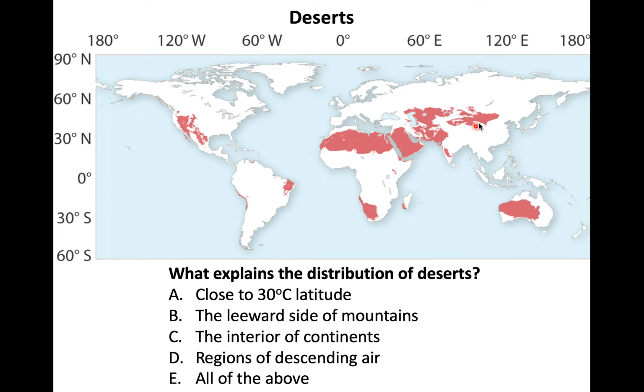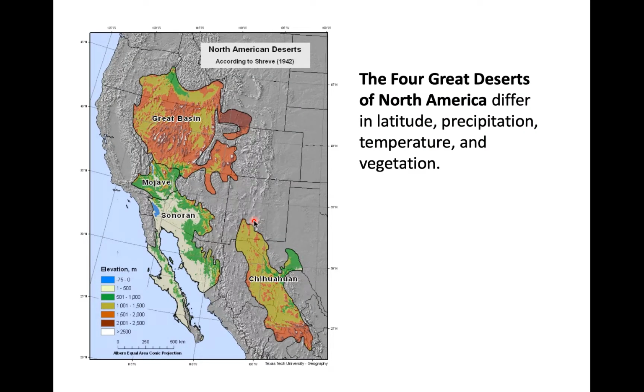You see some deserts on the east side of the Himalayas here. You do get deserts in the interior of continents, like here and here, in the middle of Australia, because they're far from the ocean, and so the clouds rain out before they get there. And then regions of descending air, this is the same reason as the 30 degrees latitude, right? You get descending air at 30 degrees latitude, that's why you tend to find deserts there. Okay, so that was a review of deserts as well as an introduction to deserts. Now let's talk about the deserts that we have in our backyard. Some closer than others, but these are the 4 great deserts of North America.